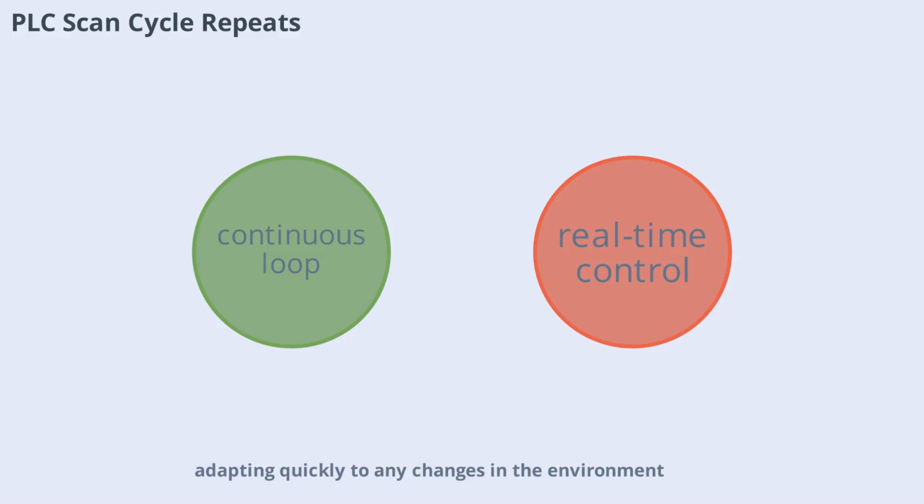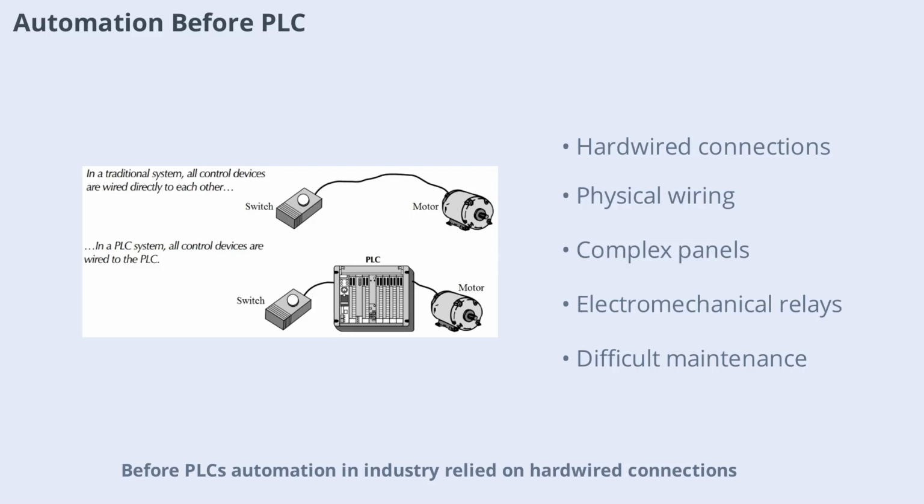in the environment. Before PLCs, automation in industry relied on hardwired connections. Physical wiring connected devices like timers, counters, and logic gates to achieve automation. This method had several drawbacks, including complexity, inflexibility, and difficulty in making changes. Large wiring panels and masses of electromechanical relays were common, making maintenance and troubleshooting challenging.